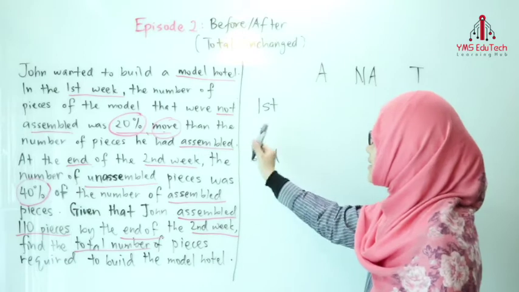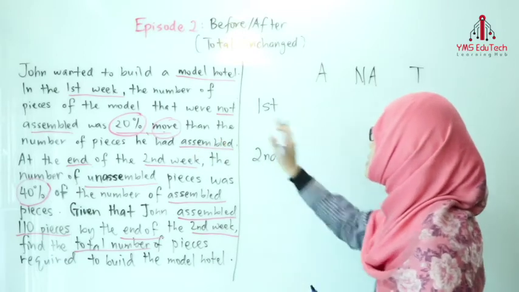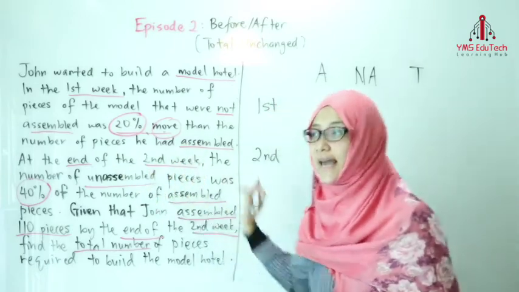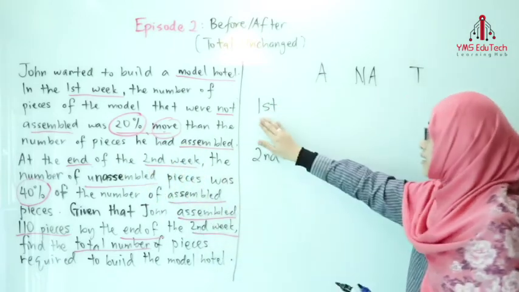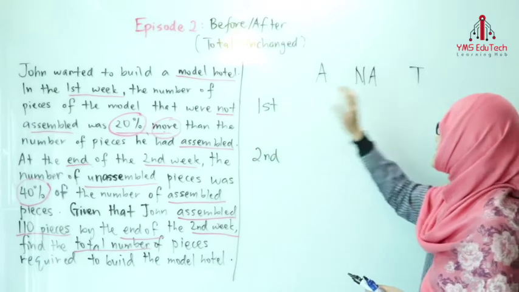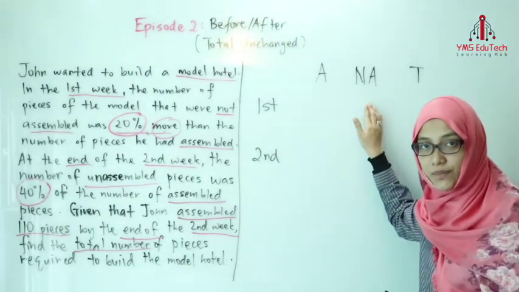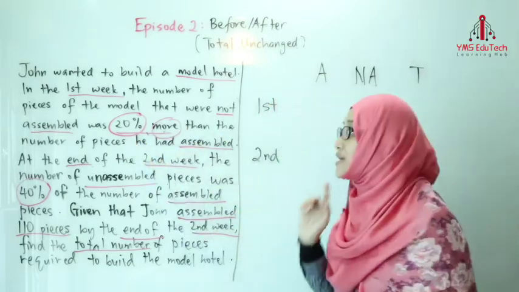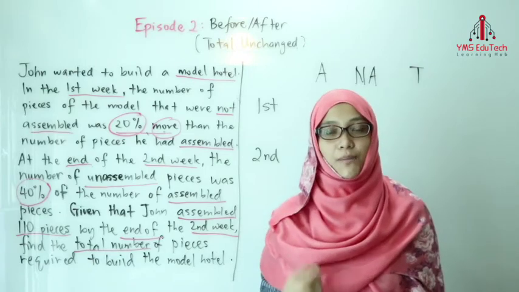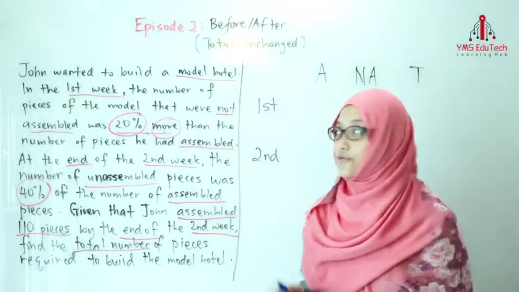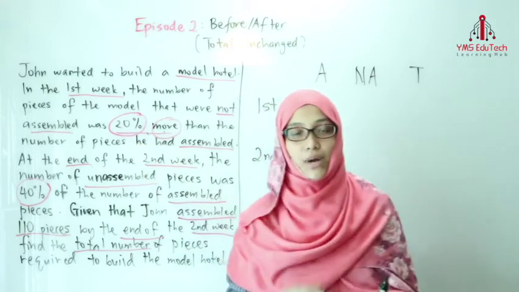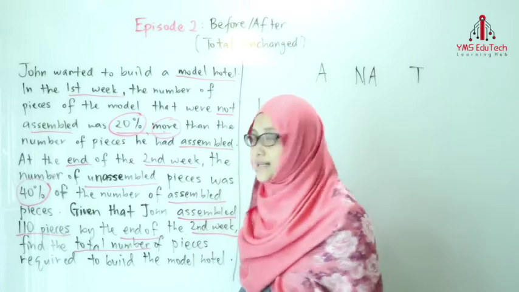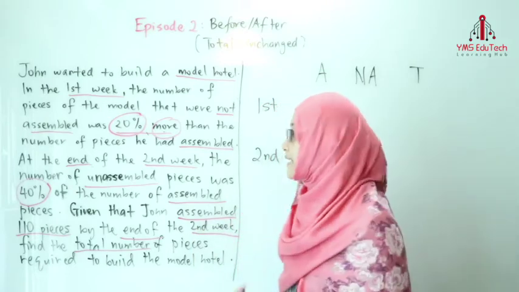So in the first week, the number of pieces of the model that were not assembled was 20% more than the number of pieces he had assembled. So in the first week, there were more pieces that were not assembled as compared to the pieces that were assembled. How much more? 20% more. So whenever we are given a percentage, it is better for us to convert it to fraction, because by using fraction, we are dealing with smaller numbers. And it helps us in calculation to prevent careless mistakes.